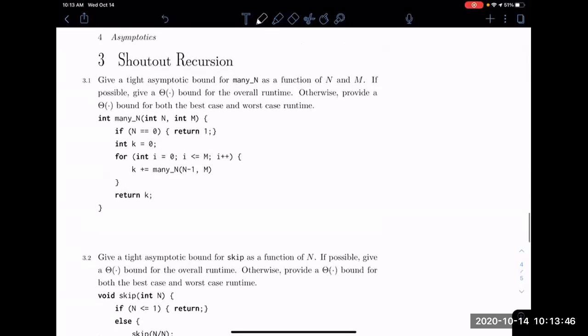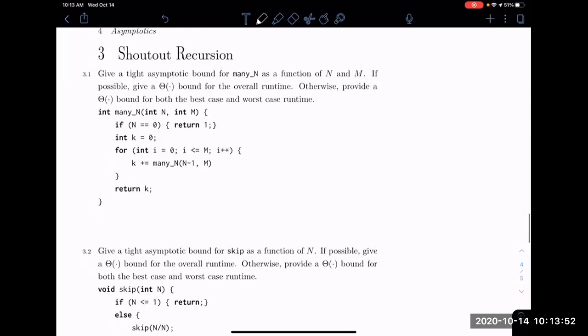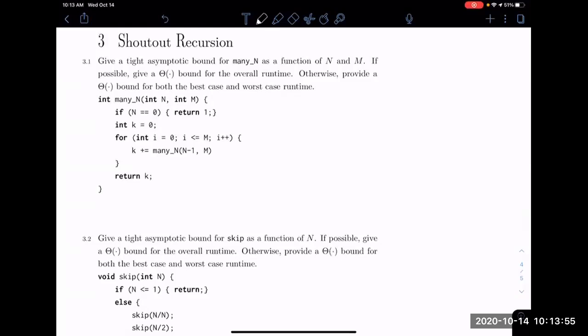Okay, so we're looking at question 3 here, and it's asking for a tight asymptotic bound for this function as a function of n and m. So let's just look at the parameters. We have n and m. We terminate when n equals 0. And it seems like these lines just pretty much create a variable k that is incremented by m+1 recursive calls to many n.